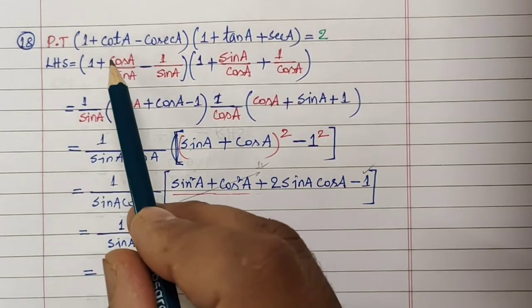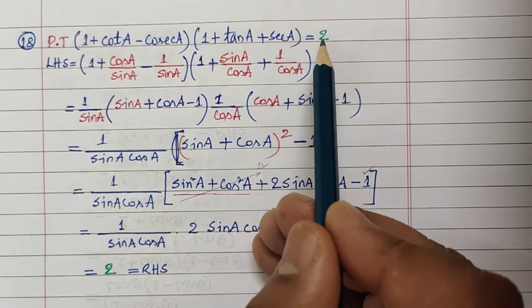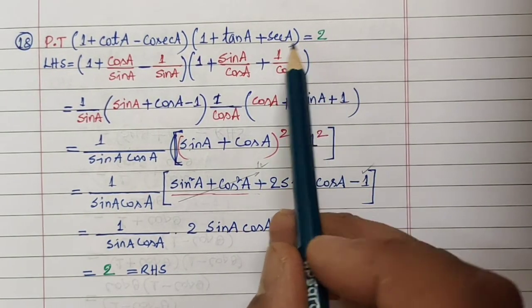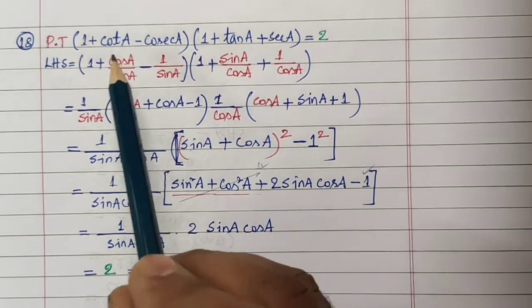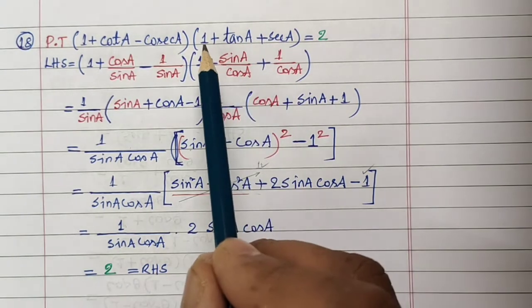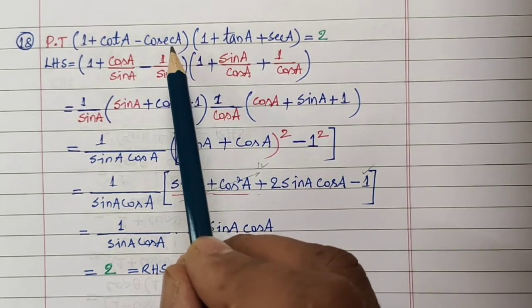Prove that 1 plus cot A minus cosecant A into 1 plus tan A plus secant A is equal to 2. Nothing is there other than the digit 2 on the right hand side. As soon as you see this, don't panic. Just change the cot and cosec, whatever is there, into sin and cos. Afterwards it will become easy for us to solve further.